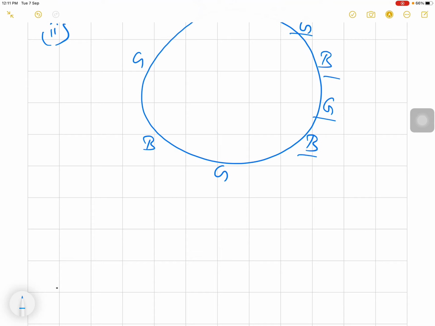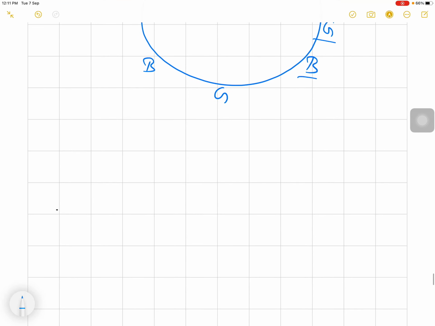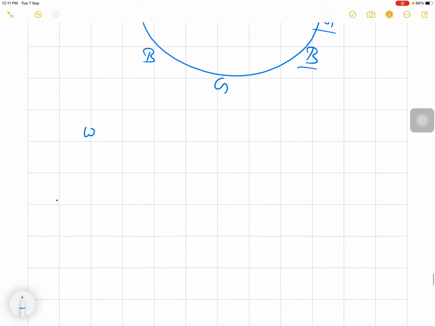So two girls cannot sit side by side. 5 boys are arranged in a round table. So the number of ways in which they can sit will be, I'll just write here, when no two girls sit side by side. Arrange 5 boys first.